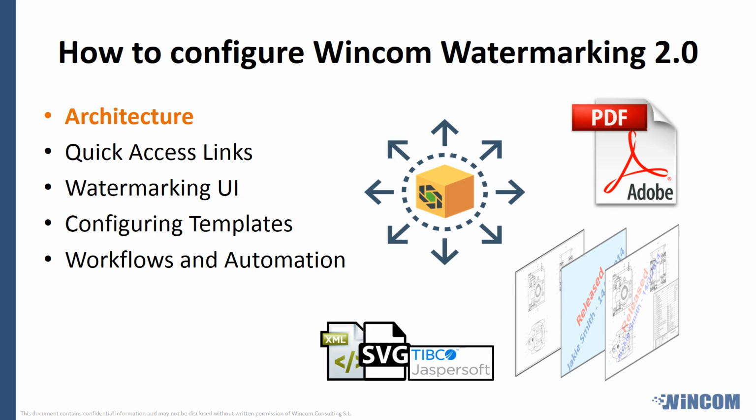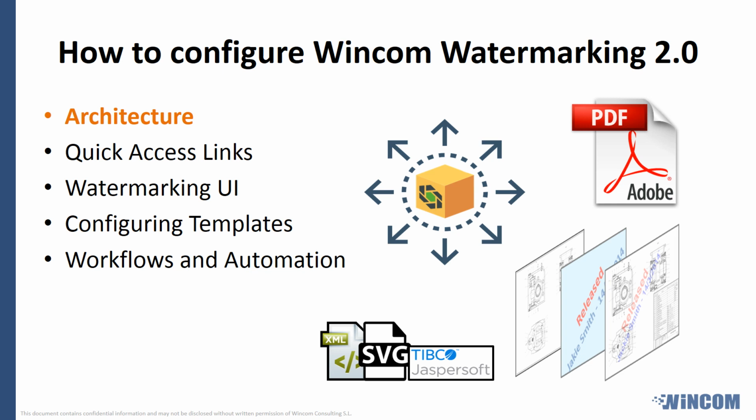Let's take a quick look at the architecture of the app. So the app is going to apply a template over the top of a PDF. So this is an overlay. The templates are designed in one of three languages, XML, SVG or Jaspersoft, and these languages allow us to define images, text, rotations, opacity, and this gives us the template to apply on top of a PDF.